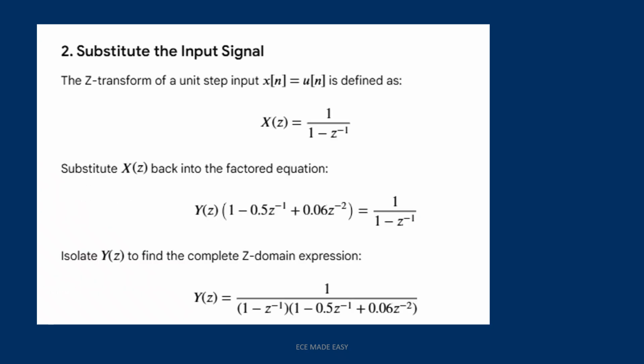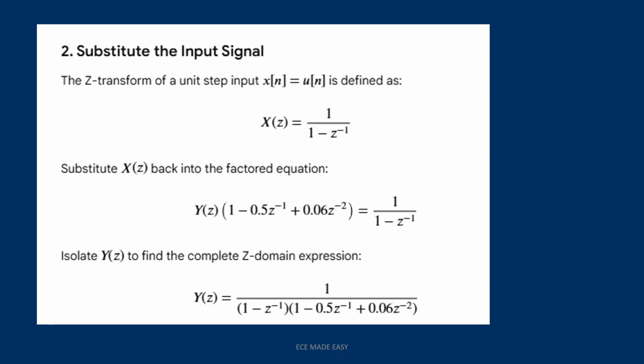Now we use the equation of X of z. X of z will be 1 divided by 1 minus z inverse. This is the Z transform of the unit step signal. Then substituting here, we find Y of z on the left hand side and the remaining on the right hand side. So Y of z you will get 1 divided by 1 minus z inverse times 1 minus 0.5 z inverse plus 0.06 z to the power minus 2. This is the second step. We have to obtain the equation of Y of z.